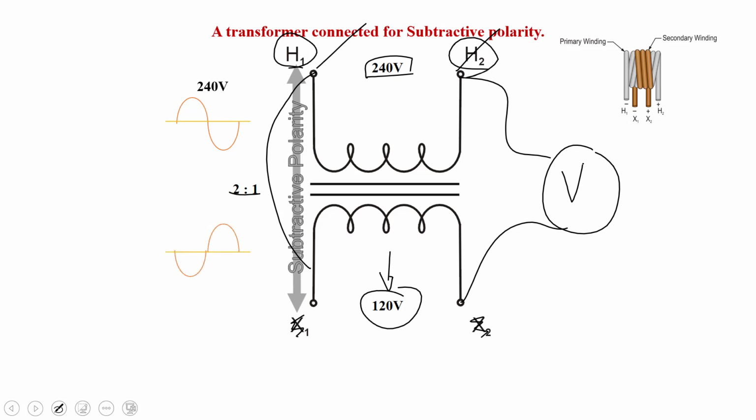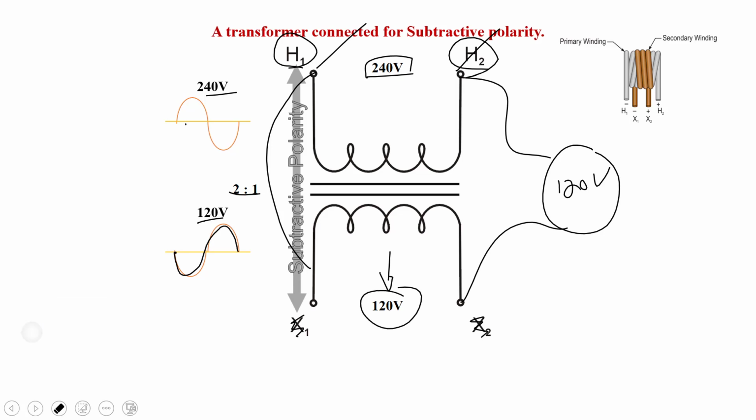But now the induced voltage is still 120, but it's exactly 180 degrees out of phase with the primary voltage. So it's opposite. So these effects, the 120 and the 240, cancel each other out. So they subtract. So 240 take away 120. If our voltmeter reads 120 volts right here, we know that we've got a subtractive transformer.